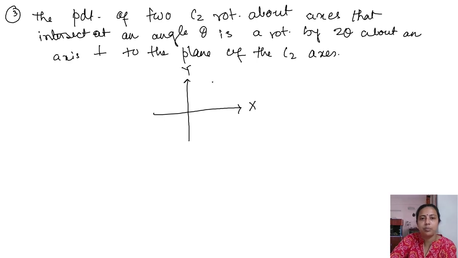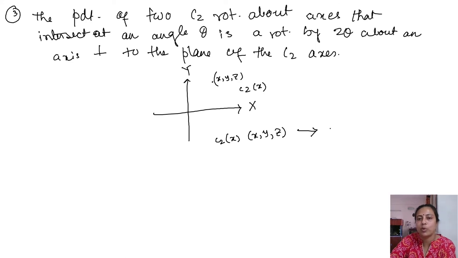Suppose there is a coordinate, a particular point x, y, and z. So you are doing C2x on it. So C2x on x, y, z. Obviously, if you are doing a C2x on this particular point, the x coordinate is not going to be altered, y and z are going to be altered. So it is going to be x, minus y, minus z. Then you are doing another C2, which is C2y. So your x is going to be minus x, your y is going to remain the same, your z is going to be altered.